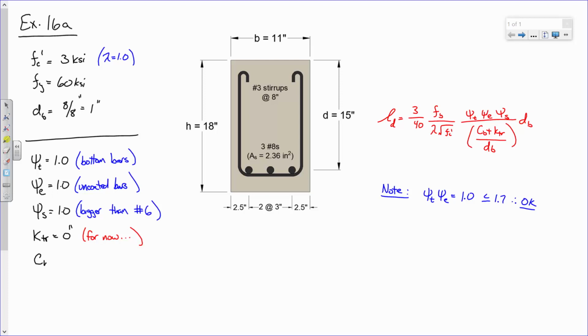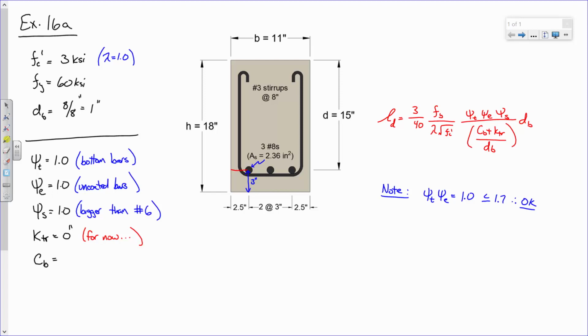The final value that we need to determine is C sub B. C sub B comes from this measurement here. So we're going to take any one of these bars. Typically, you look at the one on the corner, and we ask ourselves, what are these three clear distances? What is this distance right there? That's 3 inches, because the whole beam's 18 inches high, and that's 15, so that's 3.